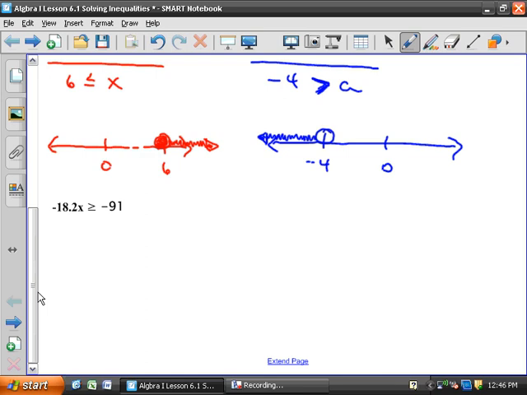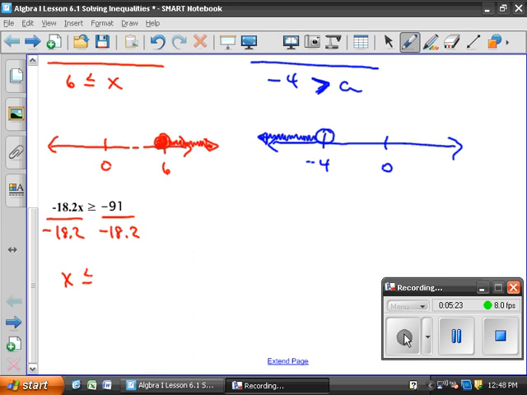All right, and here's our last one. I have negative 18.2x is greater than or equal to negative 91. So I'm going to divide both sides by negative 18.2. And I will end up with x is less than or equal to, oh gosh, what is that? I don't have any idea. So back we are. The answer is 5 in this case.